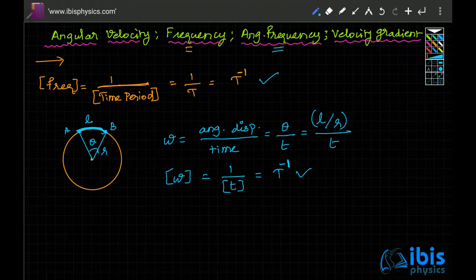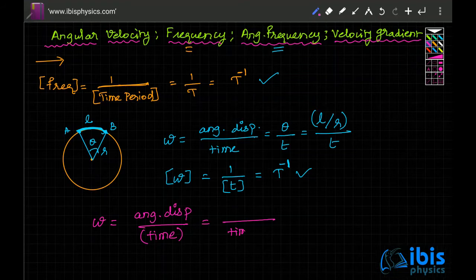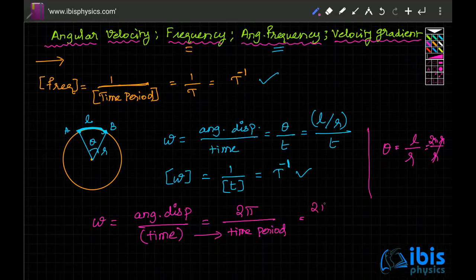Now let us come to angular frequency, which becomes very easy by defining it through angular velocity. Angular velocity omega is defined as angular displacement by time taken. Suppose instead of time taken, this time is the time period. The time period is the time taken to move around the circle once. When it moves around once, the time taken is the time period, and for one full round, the angle covered is 2 pi radians, because angle theta is arc length by radius. For one full round, the length of this track is 2 pi r and the radius is r. So 2 pi r by r is 2 pi. When the time taken is equal to the time period, angular displacement is equal to 2 pi. So 2 pi by time period.